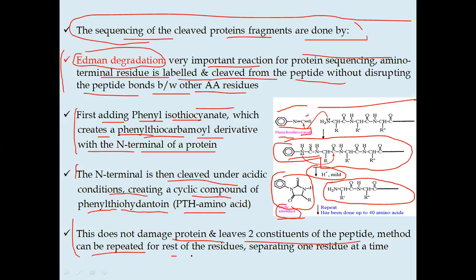This method can be repeated for the rest of the residues, separating one residue at a time. You can see here this separates this amino acid residue, and the rest can be reused and attached to the reagent to cleave another residue. So it can be repeated, separating one residue at a time.